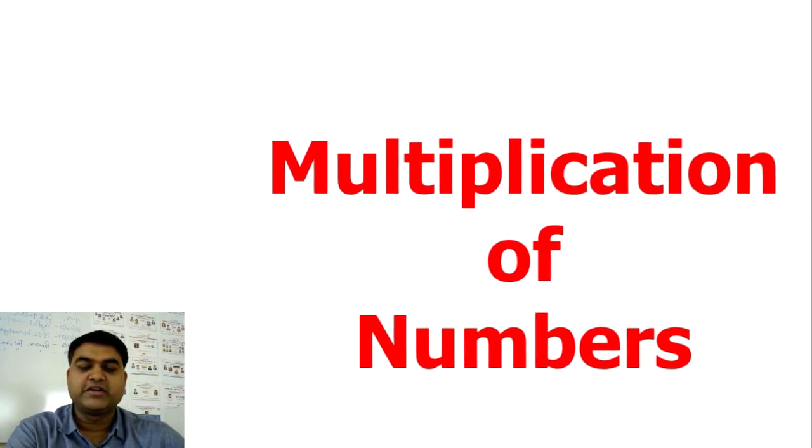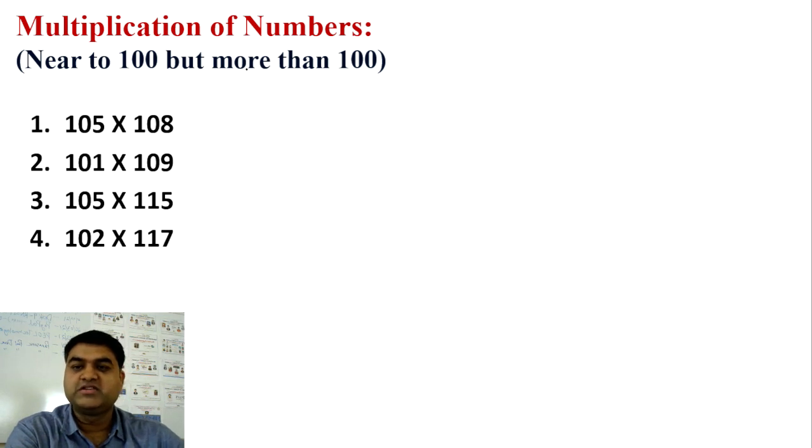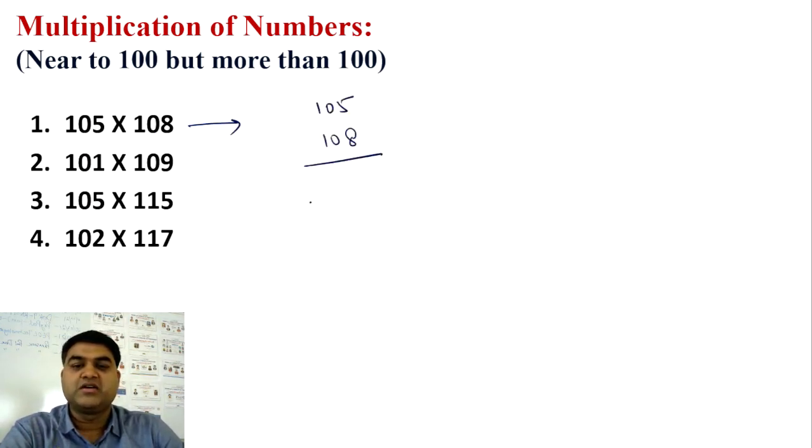So we are going to take some questions today in this session on multiplication of numbers. Okay. If you see on the screen, you will see these are the numbers. This is multiplication of numbers which are nearer to 100, but the numbers are more than 100. First example, seeing the example, 105, we want to multiply this number by 108.